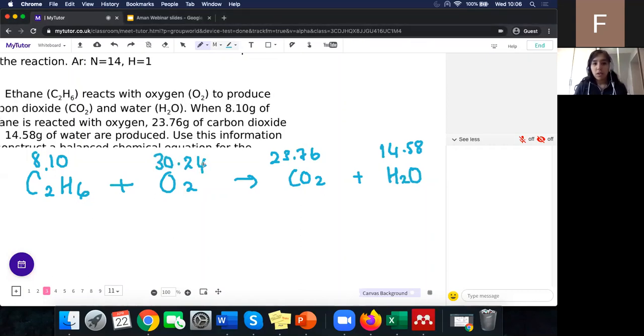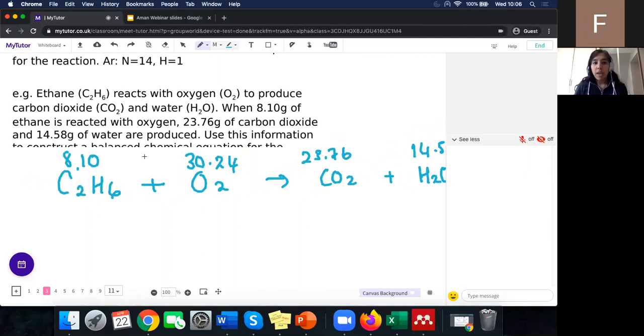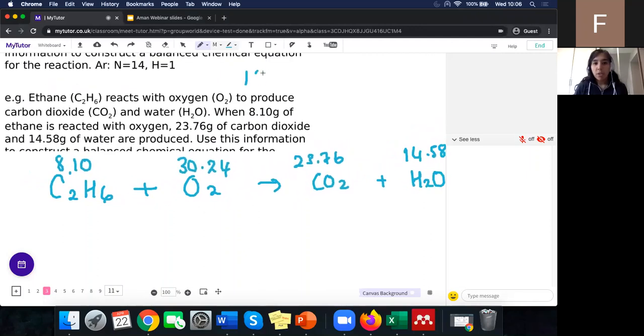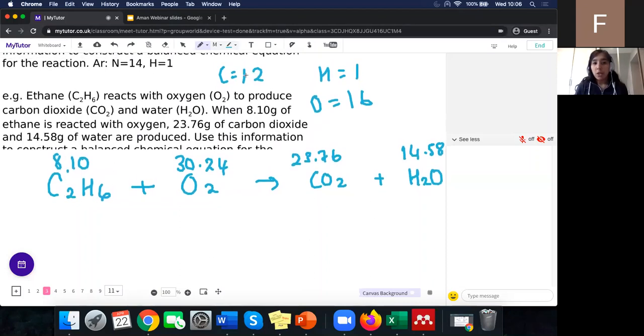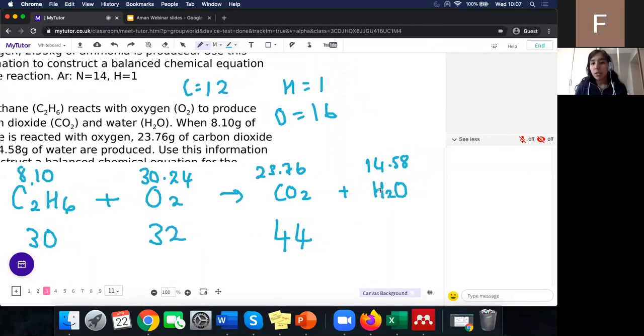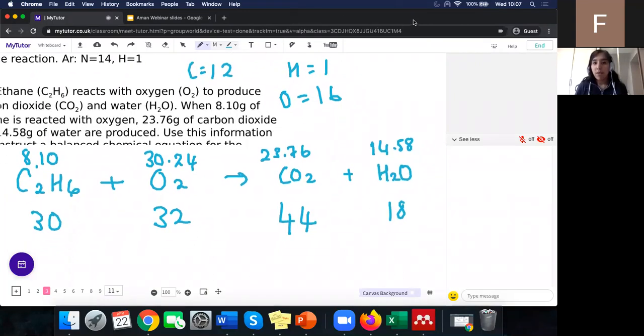That's grams of oxygen. Okay, so what about the ARs? I'll tell you that the AR of carbon is 12, the AR of hydrogen is 1, the AR of oxygen is 16. So for ethane, it is C2, so 12 times 2, which is 24, plus 6, which is 30. Oxygen is O2, so that's 32. CO2 is 12 plus 32, which is 44. And H2O is 2 plus 16, which is 18. So we have our masses and we have our ARs.